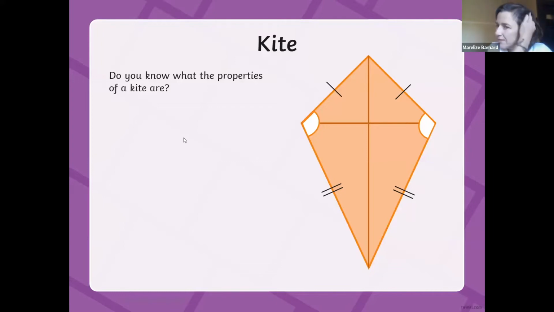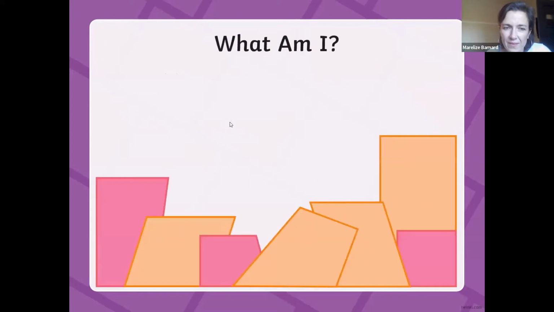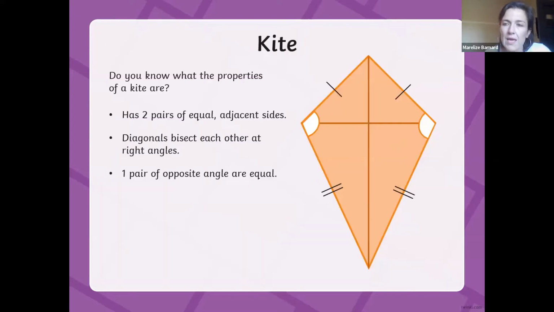Yes, Nokotula, you have your hand up. Can you hear me? Yes, I can hear you. I was wondering, what does adjacent mean? Adjacent means next to each other. So these two sides with the one marker and the other marker, they're adjacent. And this one with the 1 marker and the 2, they are also adjacent. So it just means next to.